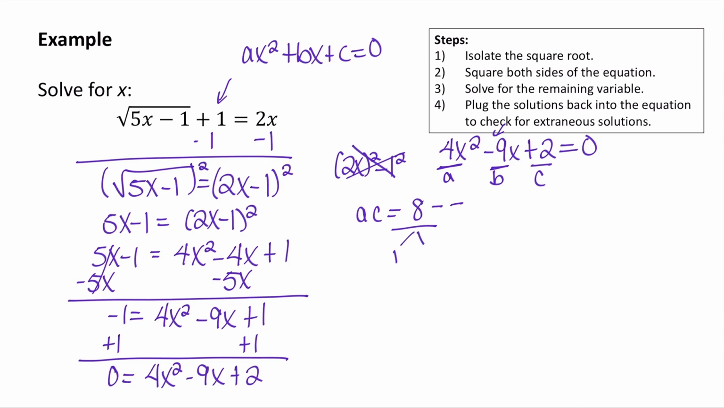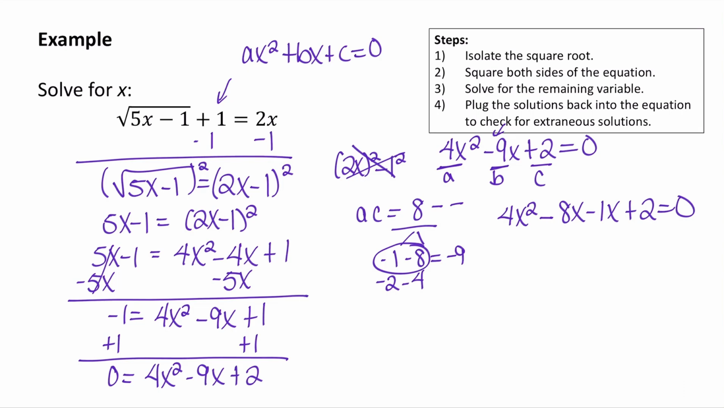Now I just need to list out the factors of 8. The factors of 8 are 1 and 8, 2 and 4, and now I'm going to make all of these factors negative. When I do negative 1 plus negative 8, that gives me negative 9, which is what I need, right? So that means that negative 1 plus negative 8 is the correct combination of factors. So I can write this as 4x squared minus 8x minus 1x plus 2 equals 0.